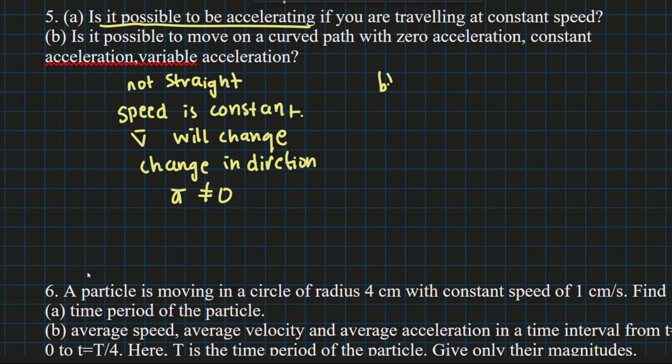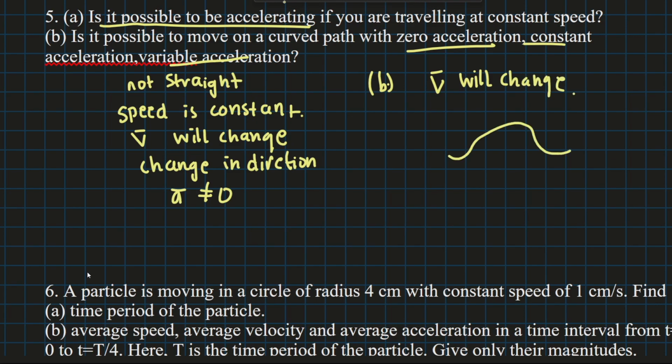Also, in B, it is possible to work with zero acceleration, constant acceleration, and variable acceleration. About zero acceleration, velocity will definitely change, at least due to the change in the direction, because on a curvilinear path, velocity is tangential, which will cause the change in direction. Due to the change in direction, there will be a change in velocity, which will cause acceleration to also occur. So acceleration will not be equal to zero. So zero acceleration, it wouldn't be possible.